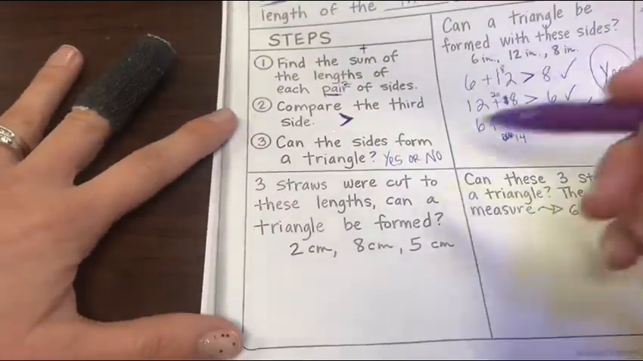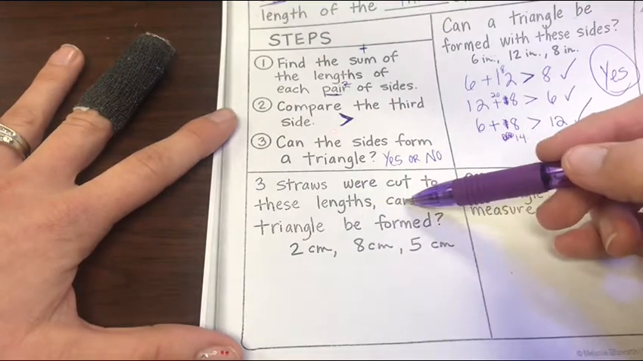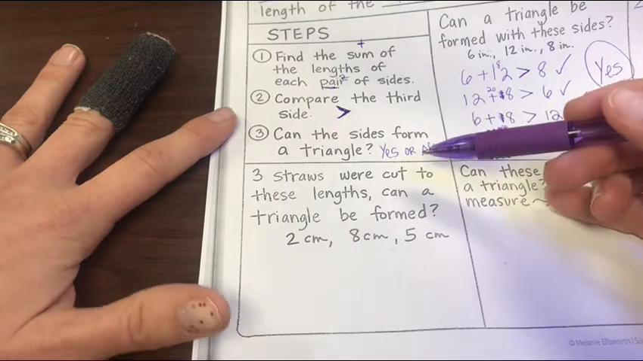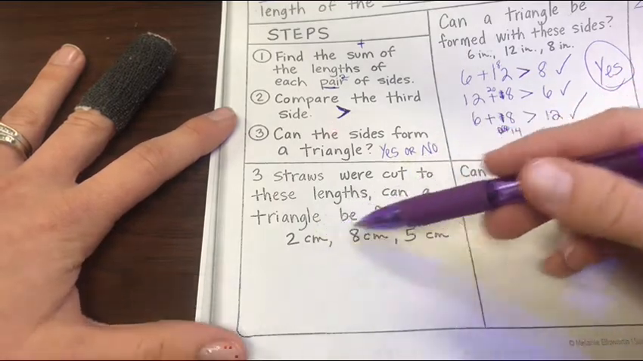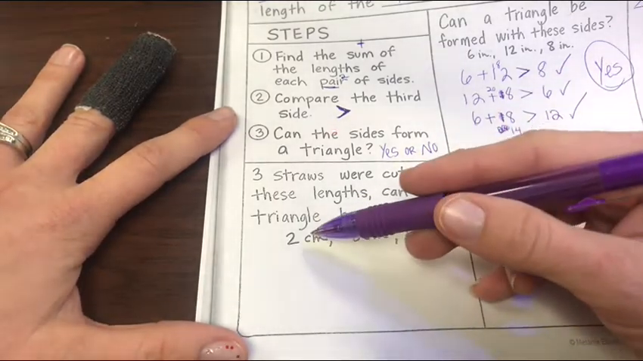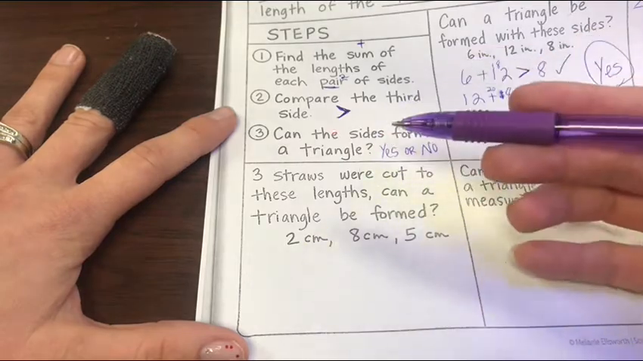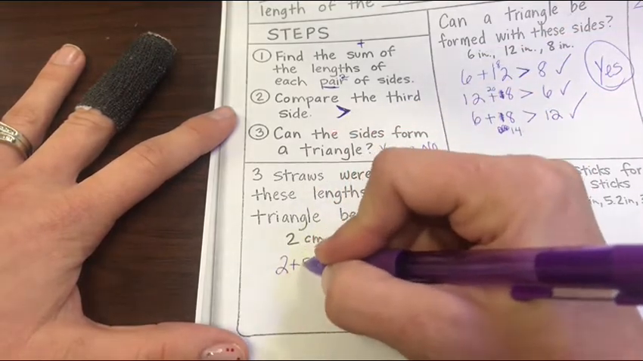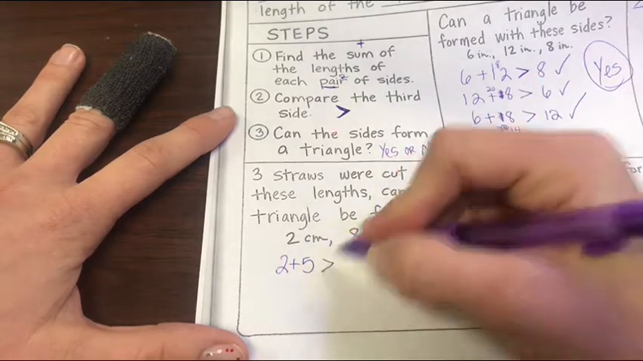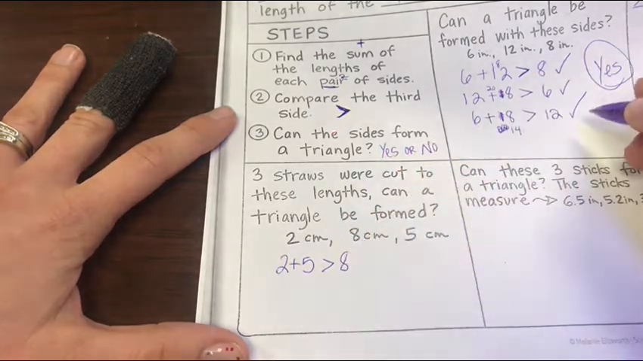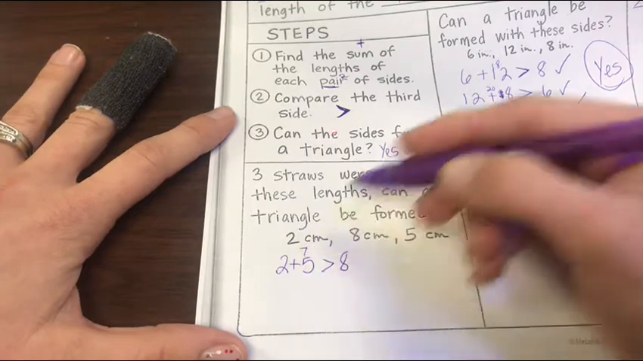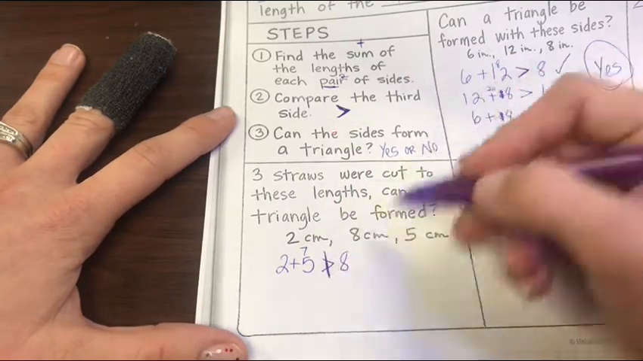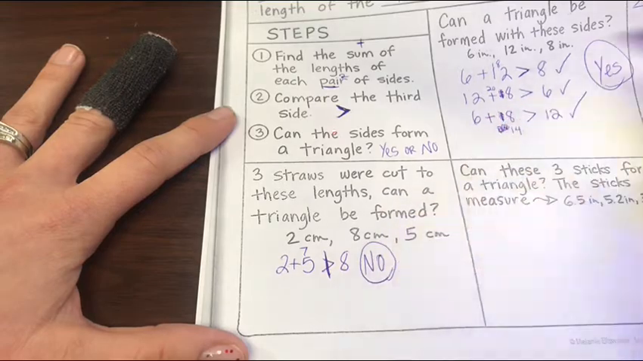So on this one it says 3 straws were cut to these lengths. Can a triangle be formed? On your homework, they're going to ask you this, and you're going to say yes or no, and then you're going to prove it. If you're trying to disprove it, I would pick the two smallest and add those first. So 2 plus 5, and we're going to see if it's greater than our third side. 2 plus 5 is 7. 7 is greater than 8. Nope. So our answer is going to be no on this one.